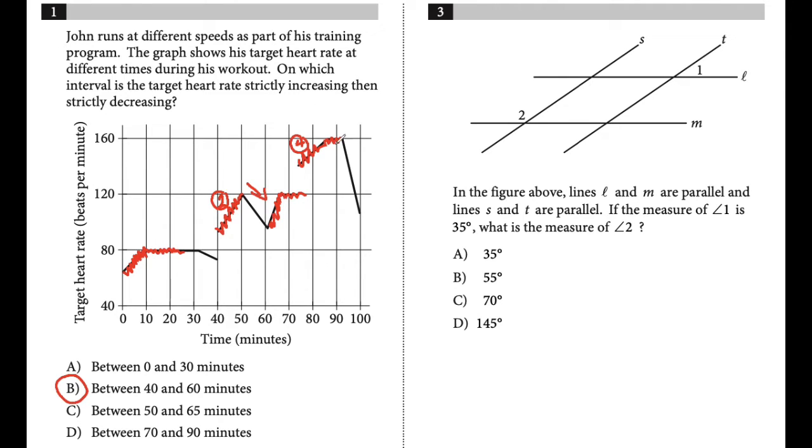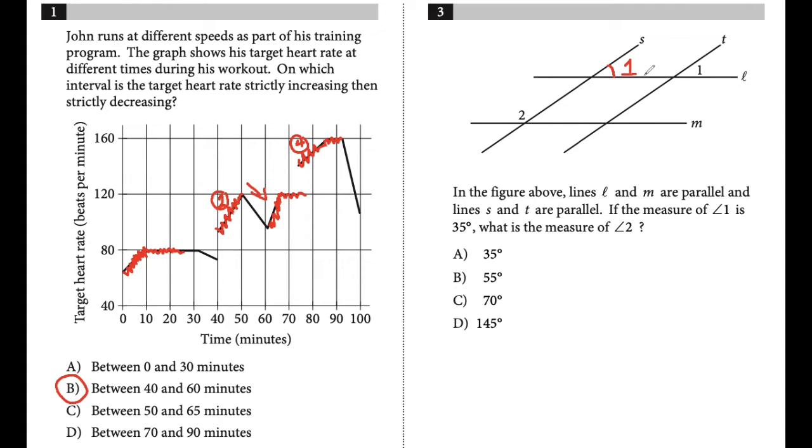Number 3. In the figure above, lines L and M are parallel, and lines S and T are parallel. If the measure of angle 1 is 35, what is the measure of angle 2? Whenever we have parallel lines, the corresponding angles of each line are going to be the same. So since T and S are parallel, and we have L cutting through both of them, where 1 is, we can also say that this part is going to have the same angle measure.